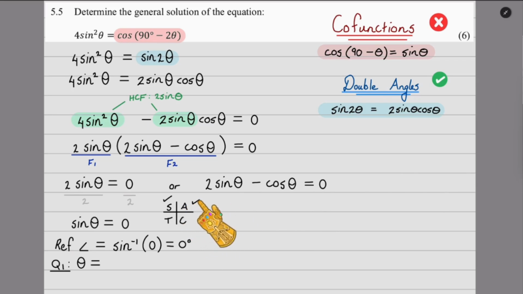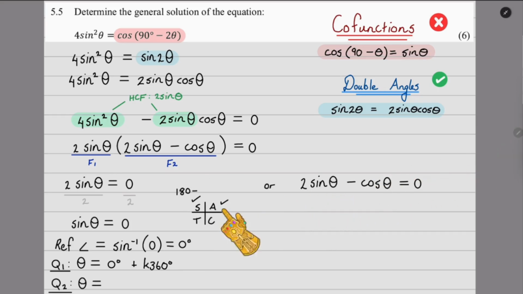And then for quadrant 1, you just put your reference angle in, and then we're going to say plus K360 because we're working with sine. And I cannot simplify that any further, so now I'm done with quadrant 1. Now I'm going to focus on quadrant 2 over here. And quadrant 2 is the 180 minus quadrant. So I'll start off the same as before.